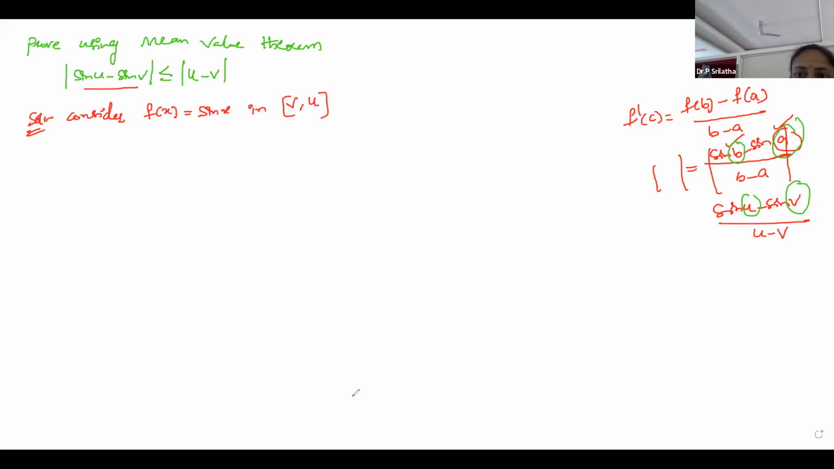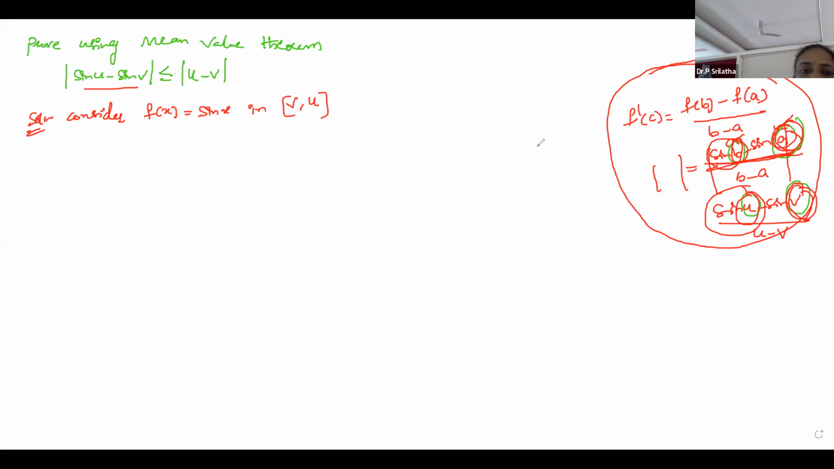Very good. So just you should use this formula. Based on this formula you can find or identify the function along with limits. So sin b, sin u, what is b value? B is nothing but u. Sin a, that is sin v. What is a value? A value is v. So always the limits will be in the form of a comma b, right?